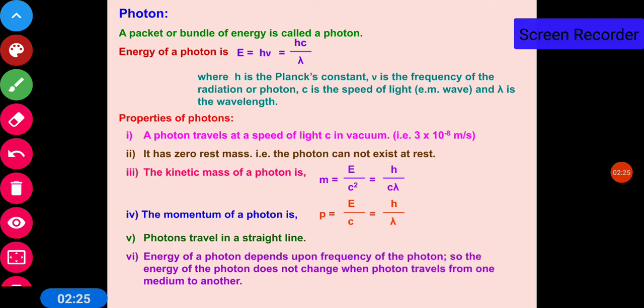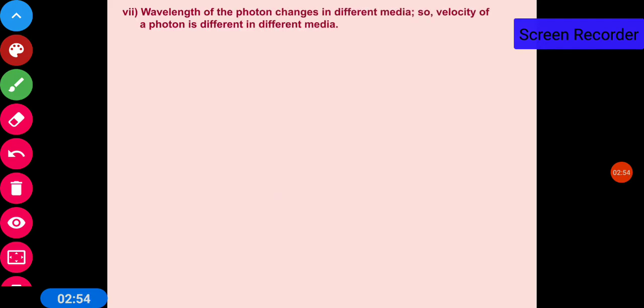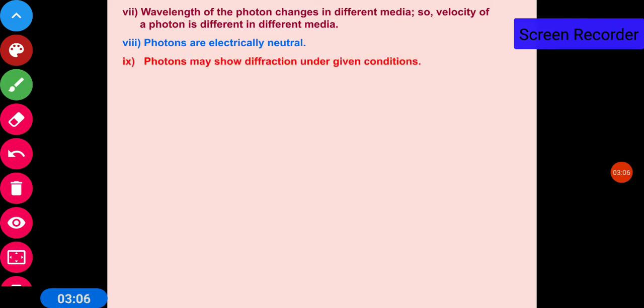Energy of a photon depends upon the frequency of the photon, because E is equal to h nu. So the energy of the photon does not change when the photon travels from one medium to another. As we know that when light travels from one medium to another, its frequency does not change, and the energy of the photon is directly proportional to the frequency. So the energy does not change when the photon travels from one medium to another. But the wavelength of the photon changes in different media, and we can say the velocity of the photon is different in different media. Photons are electrically neutral.